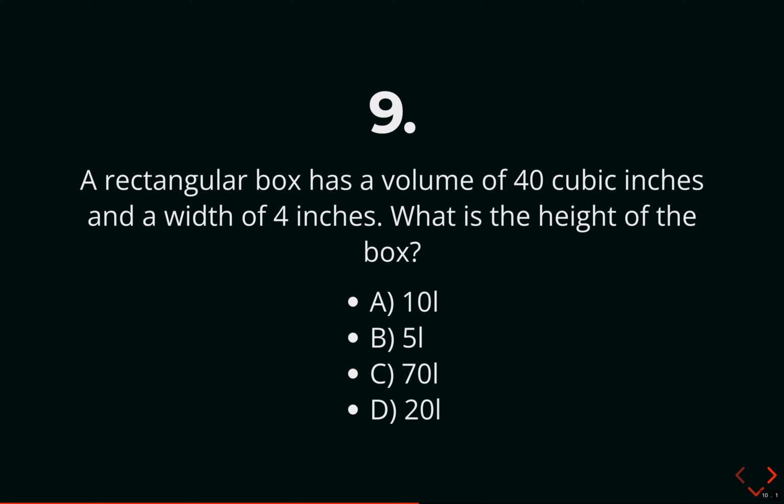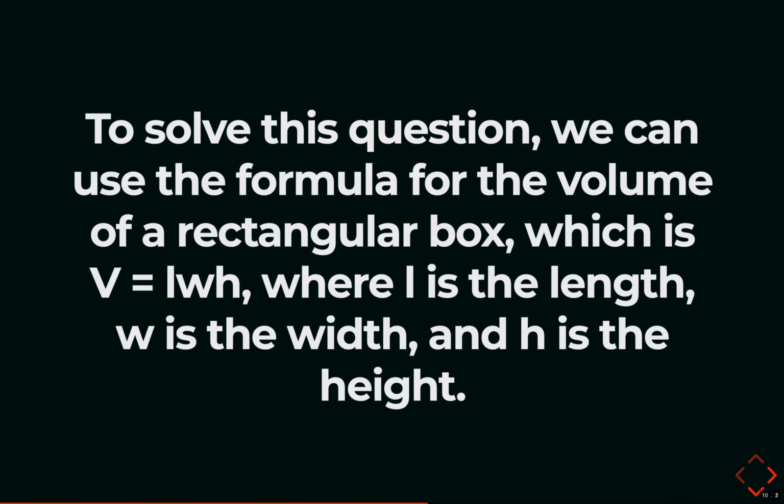Question 9. A rectangular box has a volume of 40 cubic inches and a width of 4 inches. What is the height of the box? A, 10 liters, B, 5 liters, C, 70 liters, or D, 20 liters? The answer is A. Let's see how we solve this.